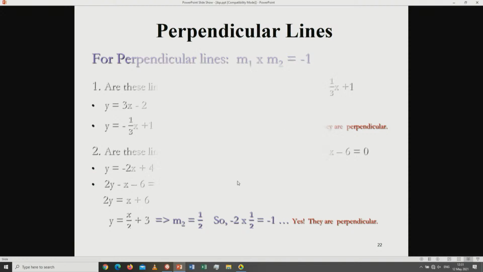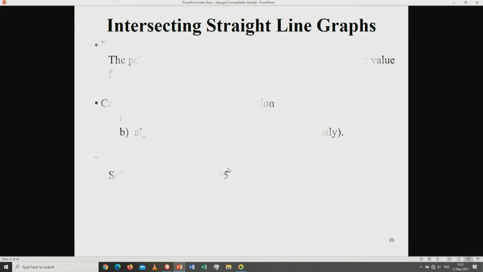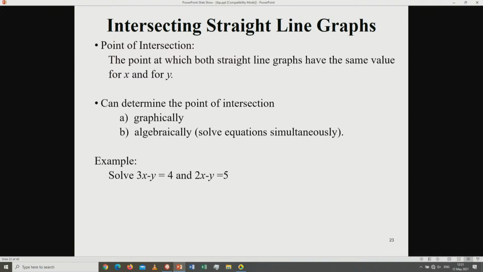Right. I want to finish the straight line now so that at least when we meet, we go straight to the quadratic function. Right. The two lines can intersect. Now the question will be, how do we determine that point of intersection?